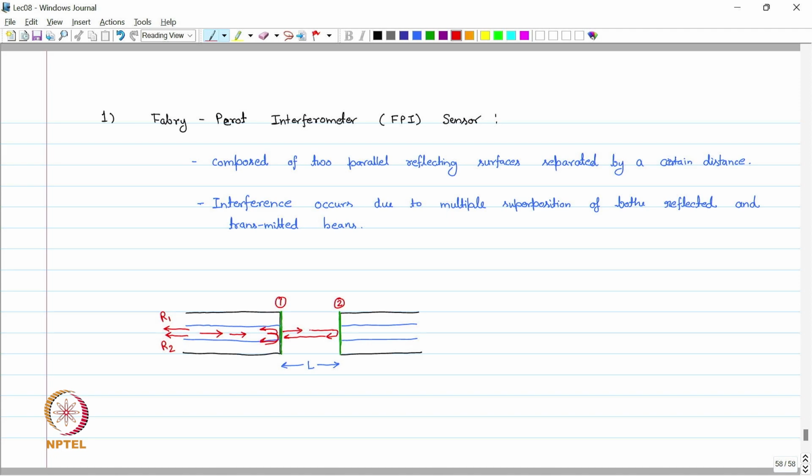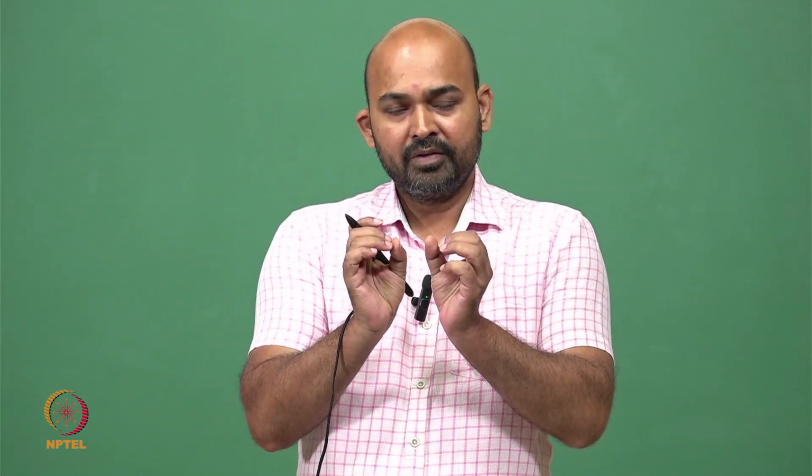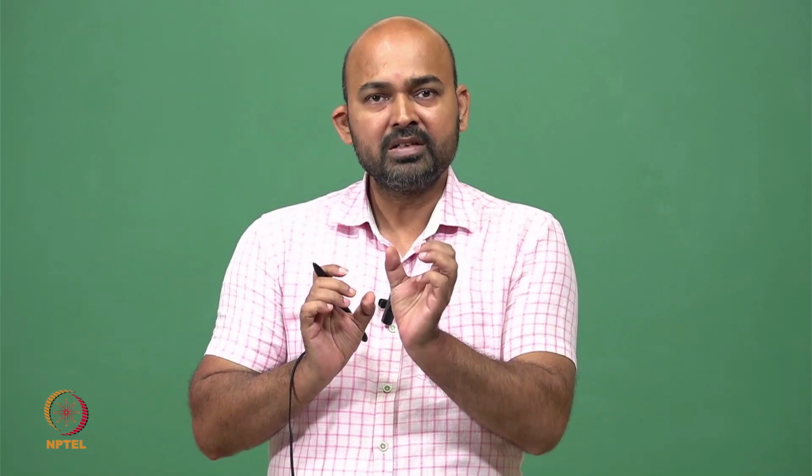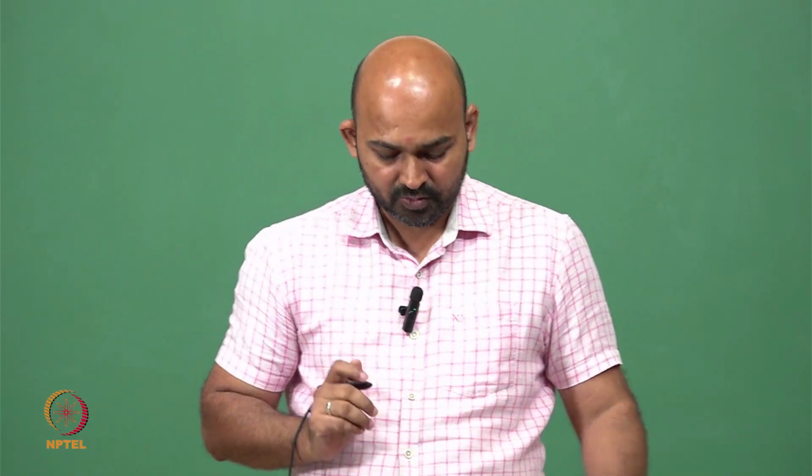So here we can see the wave R1 traveled less distance compared to R2, because R2 has traveled twice the length L, which is the separation between interface 1 and interface 2. So if we plot R1 and R2 on the same scale, R2 will be time delayed compared to R1. This will give us the phase difference between R1 and R2.